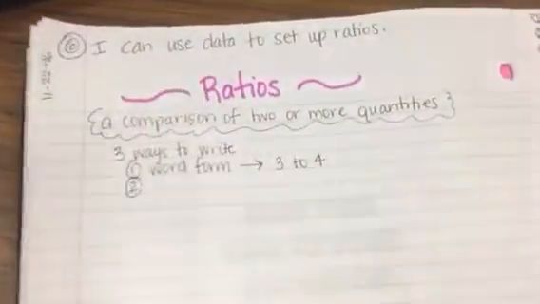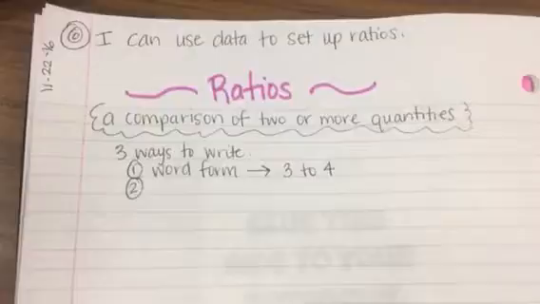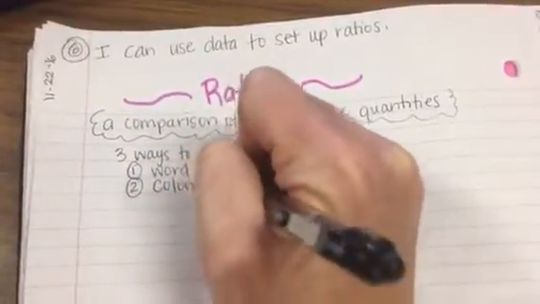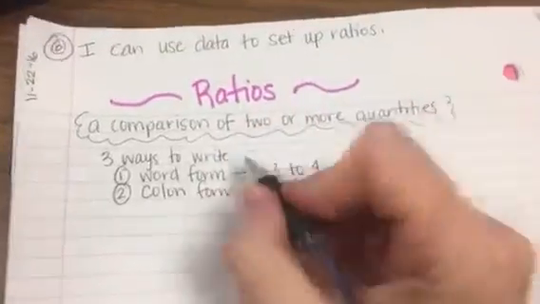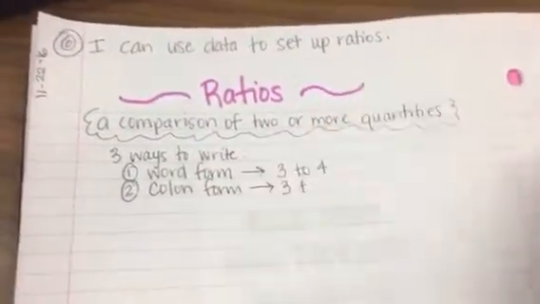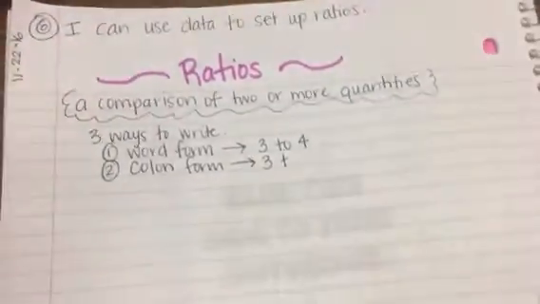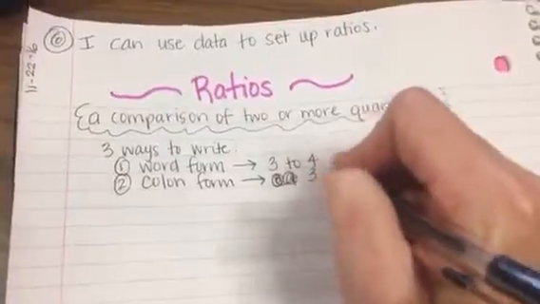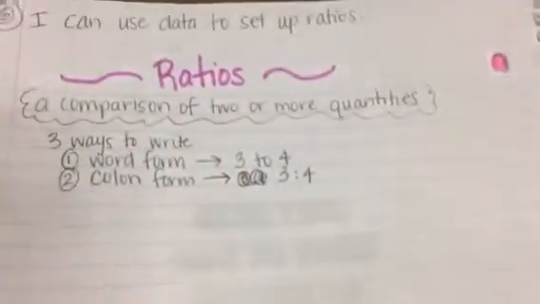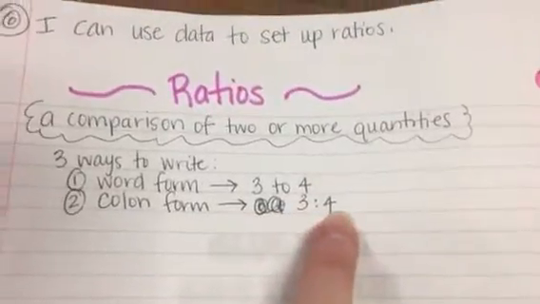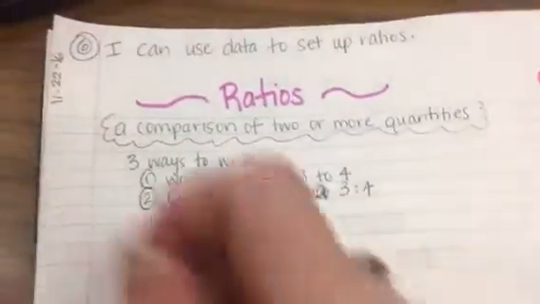That's word form. The second method that I can use to compare these is what's called colon form. And a colon, you might know, looks like this. Instead of writing the word to, we're going to write the colon. This would be read 3 to 4, not 3 colon 4. You read it 3 to 4.